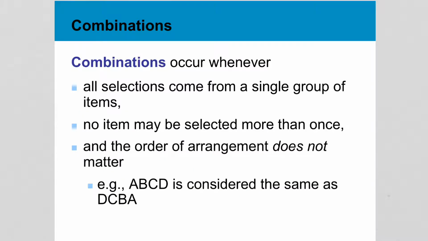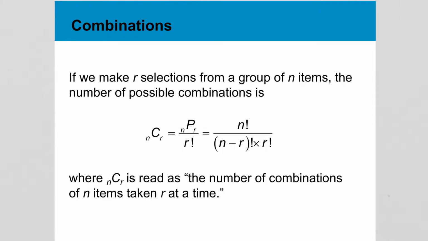Combinations occur whenever all selections come from a single group of items. No item may be selected more than once, but the order does not matter. If we make r selections from a group of n items, the number of possible combinations is n factorial over n minus r factorial times r factorial.